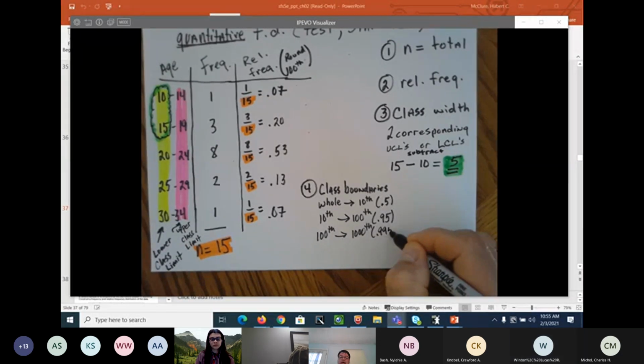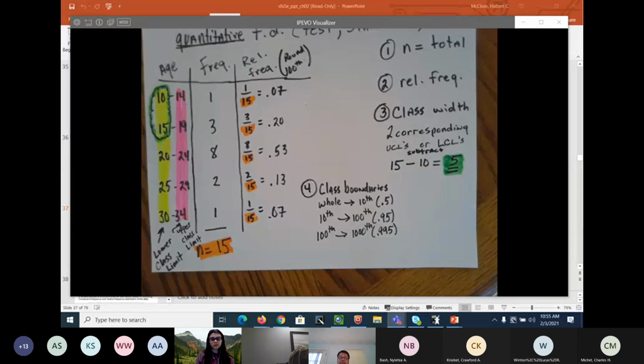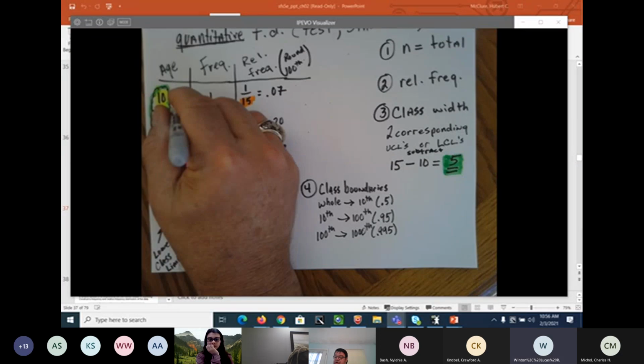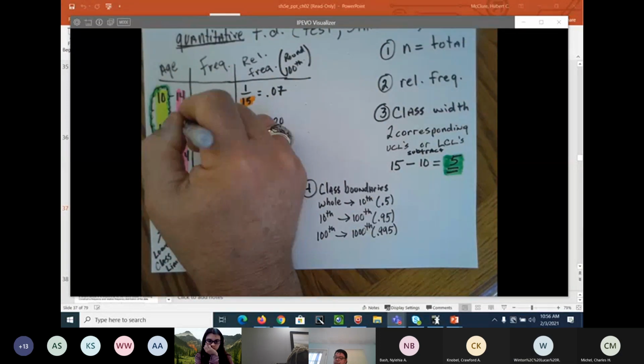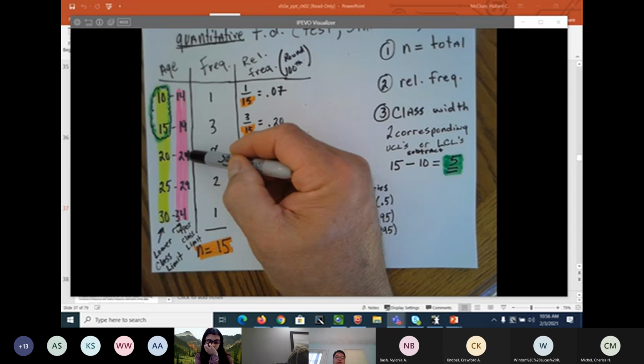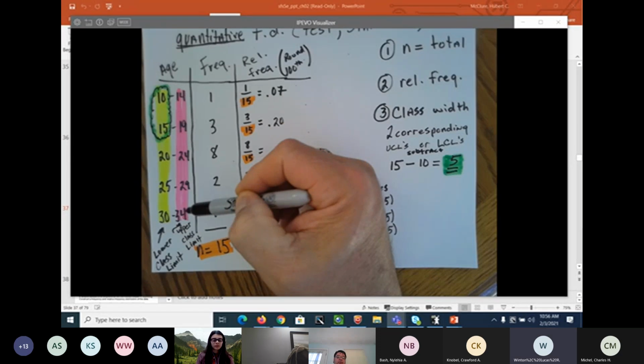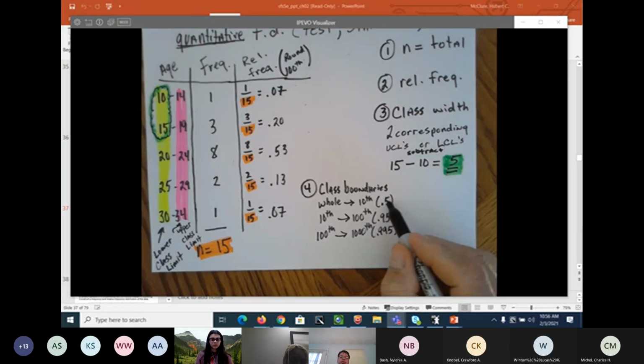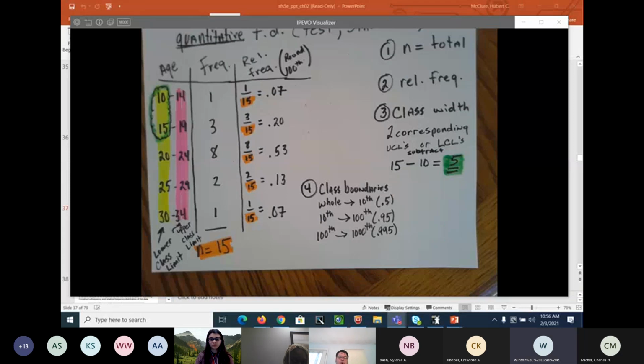And then the next one would be 0.0005, but you're not going to have to worry about that in here. These are whole numbers. All of these are whole numbers: 25, 29, 30, 34. So we're going to use the 10th, and we're going to put our class boundaries as the 10th. Now, somebody give me the whole number before 10. I just gave it to you. 9. So my first class boundary is 9.5.